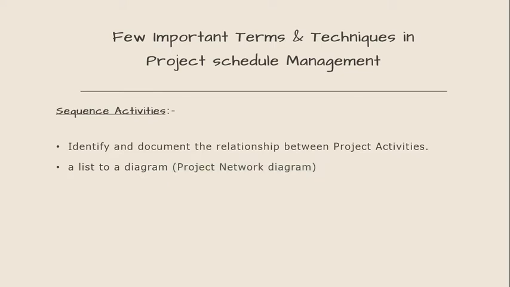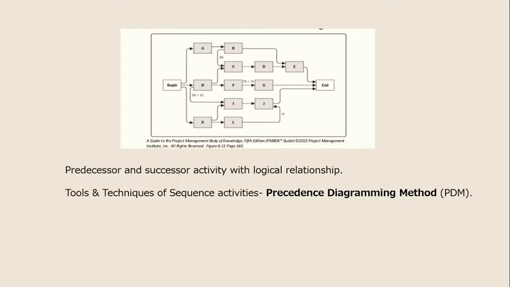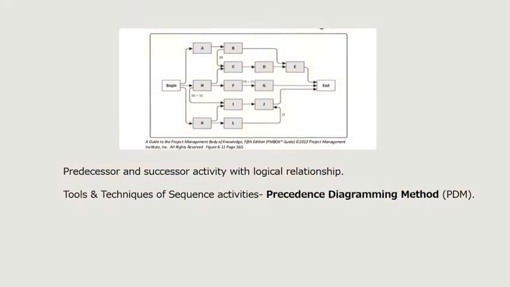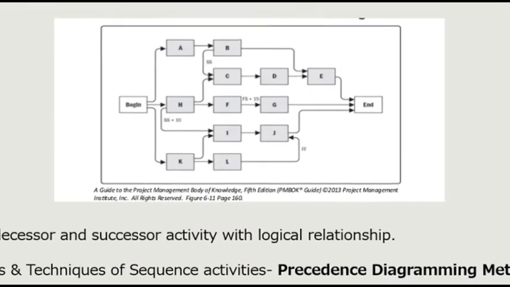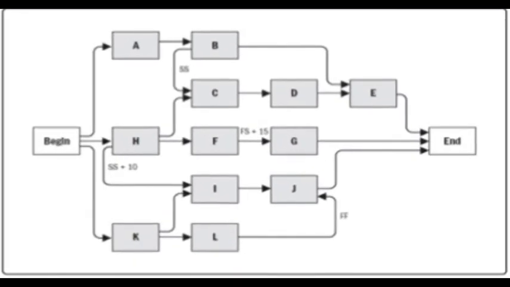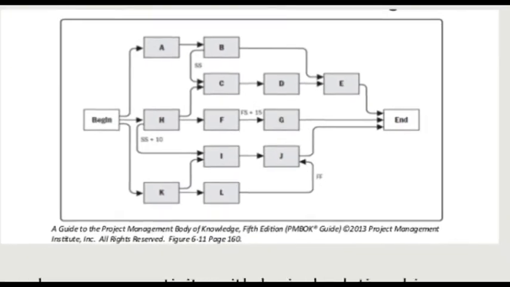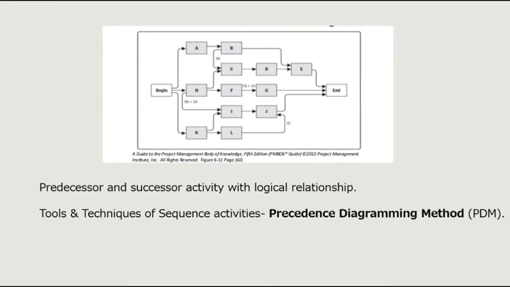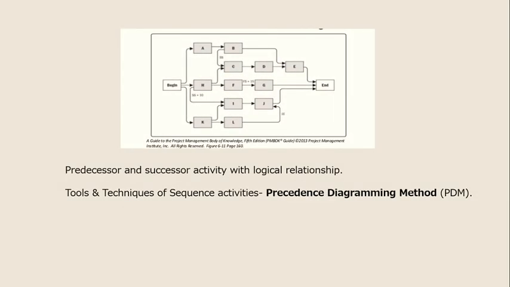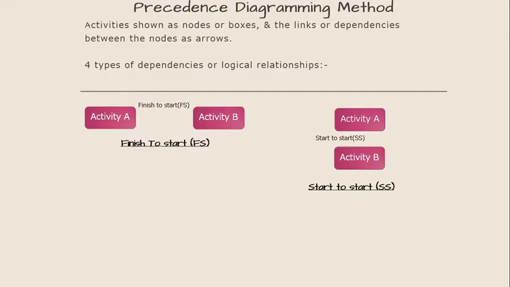Here is an example of how a network diagram looks. You will notice that every activity except the first and the last are connected to at least one predecessor and at least one successor activity with an appropriate logical relationship. These logical relationships can be explained using one of the tools and techniques of sequence activities, precedence diagramming method (PDM).